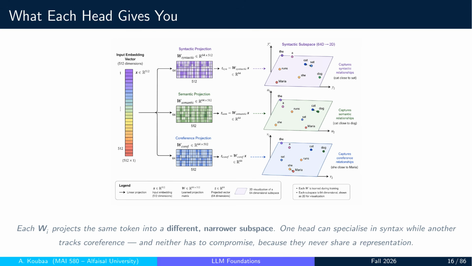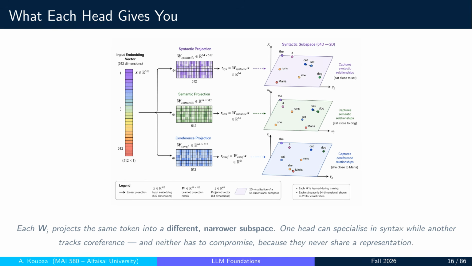This slide makes the previous idea visual. Each projection matrix sends the same token into a different and narrower subspace. Look at what that buys us. One head can specialize in syntax, while another tracks co-reference, and neither has to compromise because they never share a representation. That last clause is the important one. If all the relations had to live in one space, improving one of them would damage another. The head outputs are combined only at the end, before the next stage.